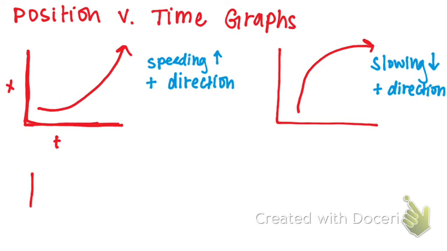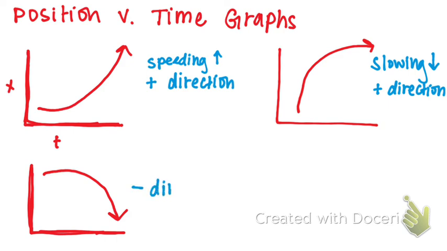Okay, a couple other graphs here. What do we think that graph is representing? They're moving backwards, so we're going in the negative direction. And do you think you're speeding up or you're slowing down? I think we're speeding up because look, we got a really shallow slope, then a really steep slope. So I think this is speeding up.